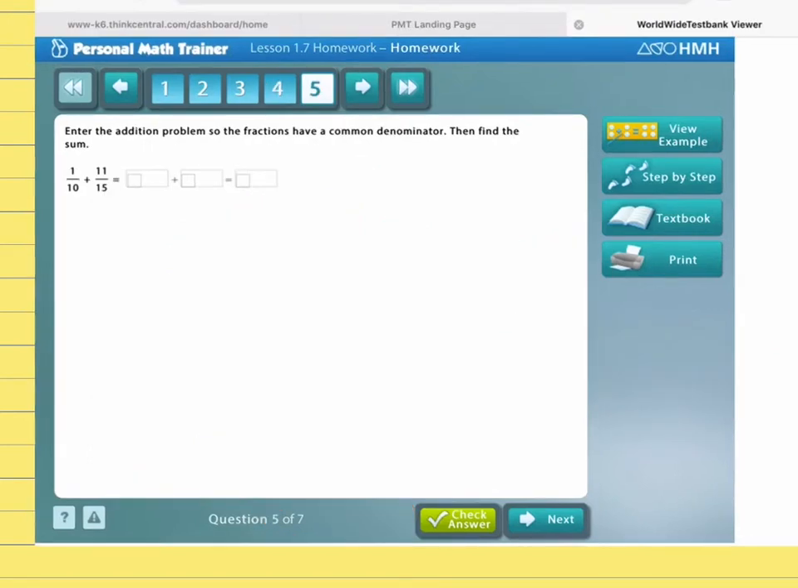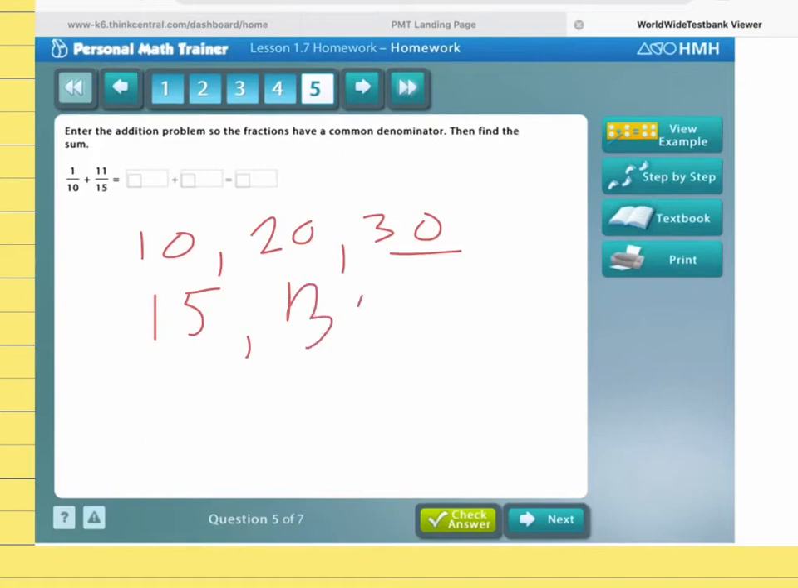And this would be the exact same problem, except you're going with tenths and 15ths. So you do the multiples of 10. 10 times 1, 10 times 2, 10 times 3. I'm going to stop there because I know that 15 times 1 and 15 times 2 would give me 30. So my least common denominator and least common multiple is 30.